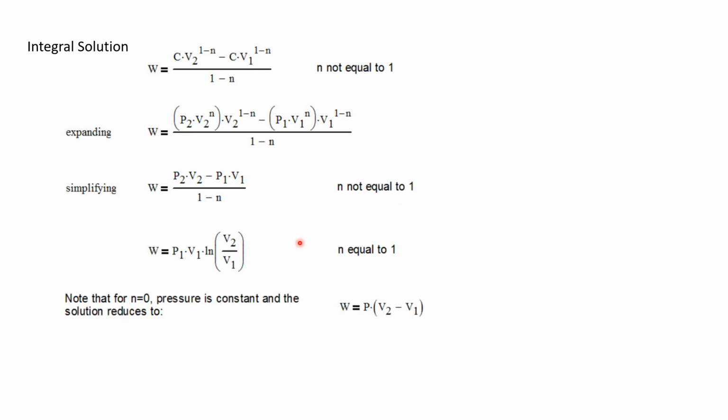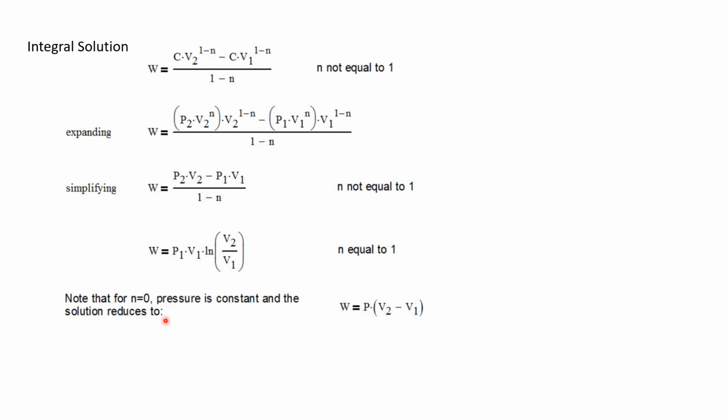Now, when n is equal to 1, I'm simply integrating 1 over V dV, and we know that is the natural log of V. And since we're integrating from V1 to V2, we're going to end up with the natural log of V2 over V1, but we have to multiply by our constant C, which we'll take as P1 V1. So in the case where n is equal to 1, the work is equal to P1 V1 times the natural log of V2 over V1. So now we have this expression for work of a polytropic process when n equals 1. And we have this expression for a polytropic process work term when n is not equal to 1.